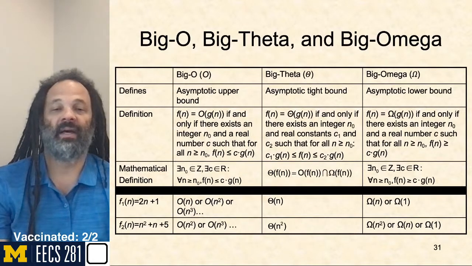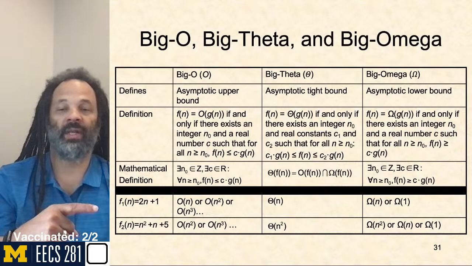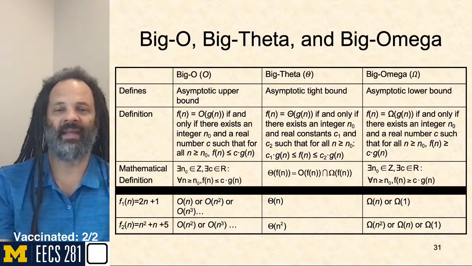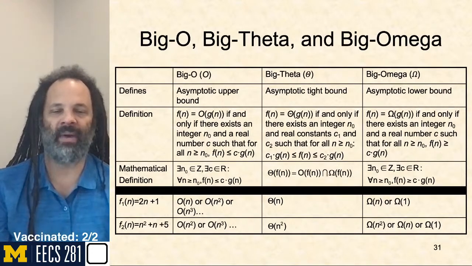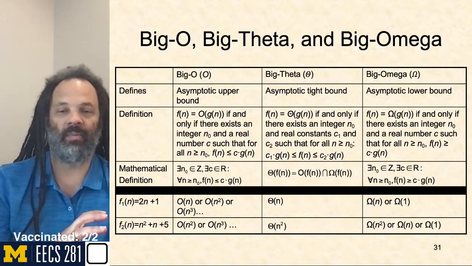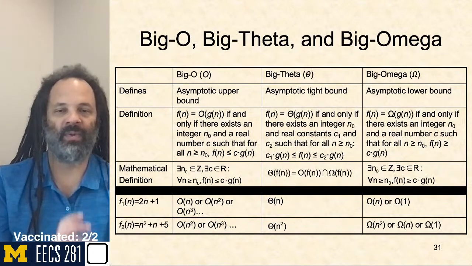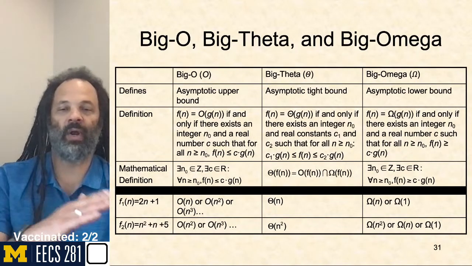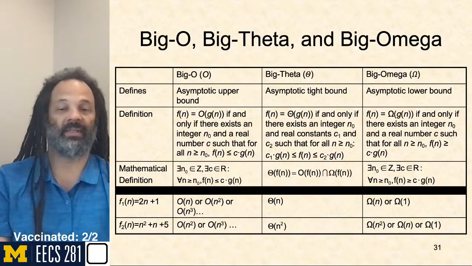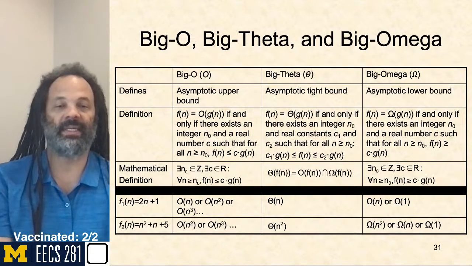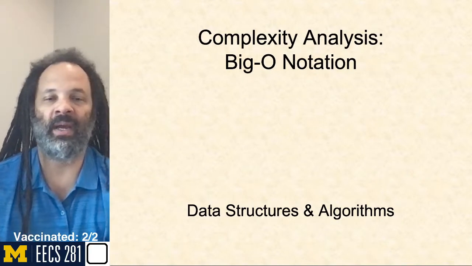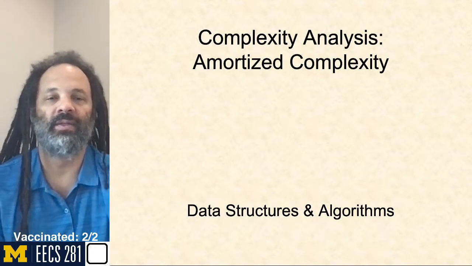So you'll see that when I'm talking this linear equation, f of n is equal to 2n plus 1, that's a big theta of n. That can be bounded on the top and on the bottom by a linear function. And n squared plus n plus 5, that's bounded on both sides by n squared. You can keep n squared always below n squared plus 5, and you can keep an n squared always above n squared plus 5. You just pick a couple of different c's. All right, that's big O notation. Let's move on to amortized complexity.